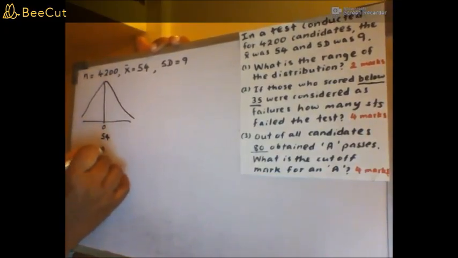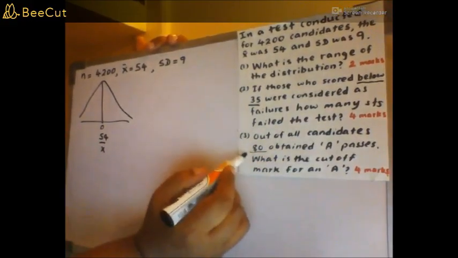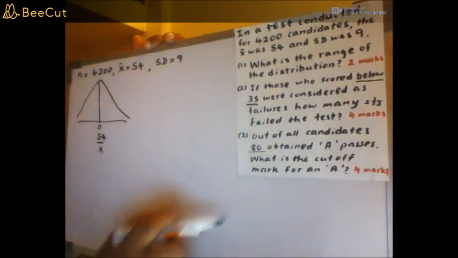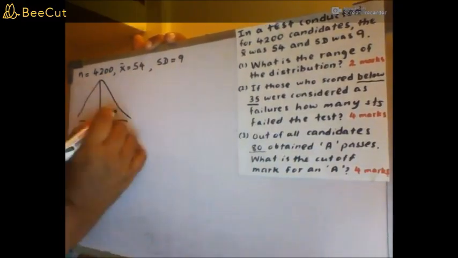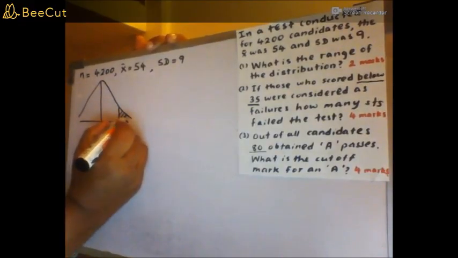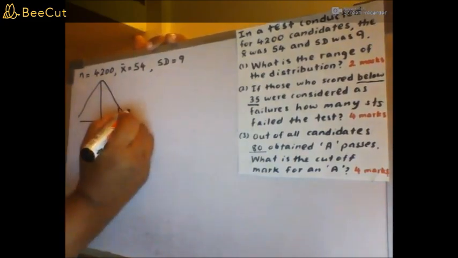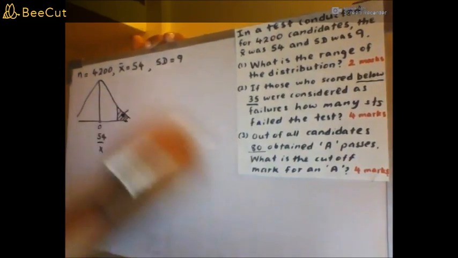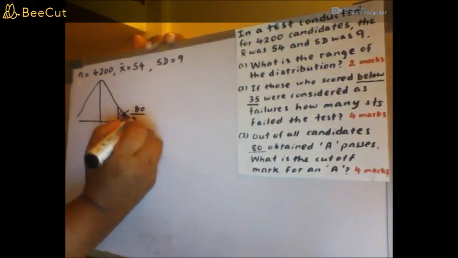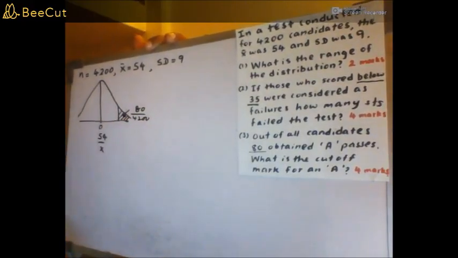54, that is x bar. Now A passes 80 out of all the candidates, out of 4,200, 80 obtain A passes. A passes are here on this side, right? So A pass holders are here. Now what's the probability? It's given as a ratio out of 4,200, right?